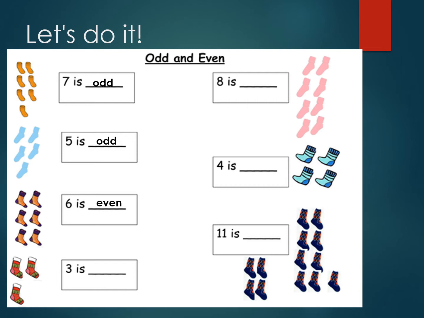3 is odd number because 2 are friends and 1 is left over. What about 8? 8 is even number. Great job. What about 4? 4 is even number. 11. 11 is odd number because the ones in 11 is 1 and 1 is odd number. That's why 11 is odd number.